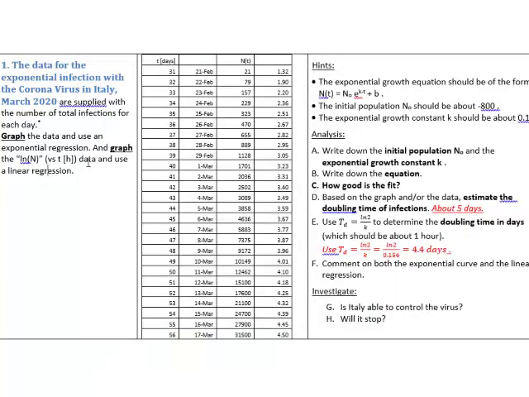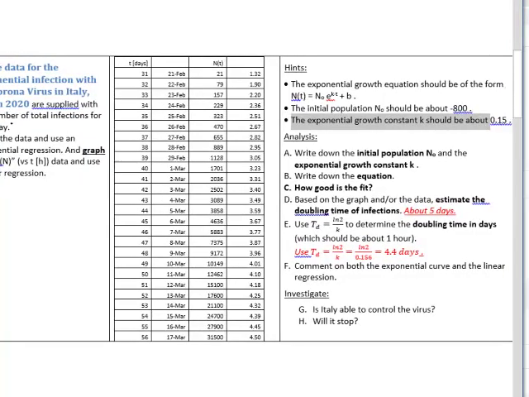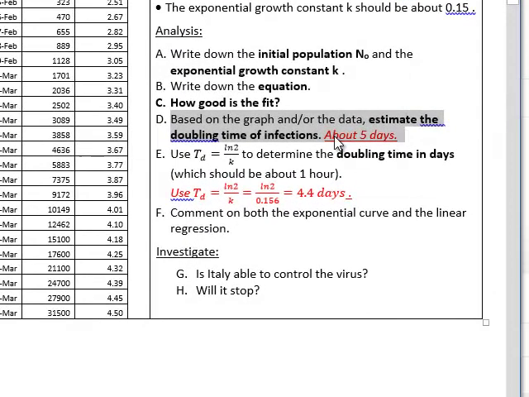So what I'm going to do here is show that the exponential growth equation should be of this form. There is a certain initial population. There's a reason why this one says negative 800 about, and we'll see in a moment. The exponential growth constant k should be about 0.15. Then write down the initial population, exponential growth, write down the equation, how good is the fit, and based on the graph, estimate the doubling time of infections. I already gave the answer away here, about 5 days.